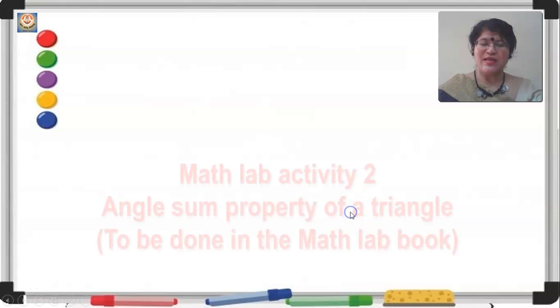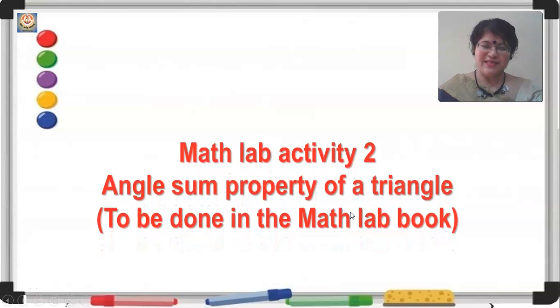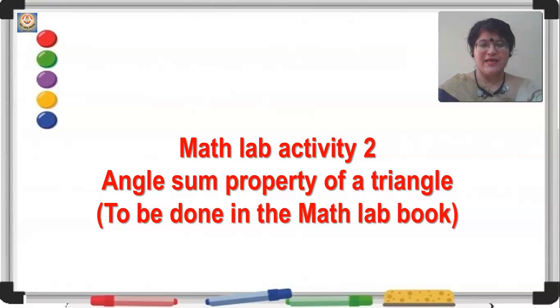Students, in the previous video lesson, we completed chapter number 6, Lines and Angles. In the forthcoming videos, I would be giving you a couple of revision questions from the same chapter. In this video lesson, let us conduct a MathLab activity from Lines and Angles, and the topic is Angle Sum Property of a Triangle. Let us see how to conduct this activity.